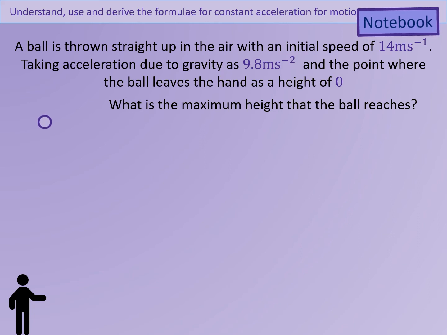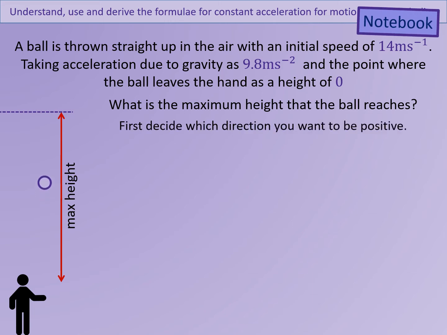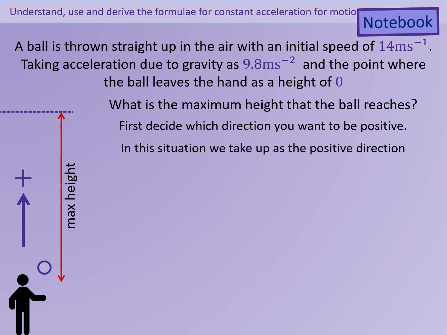We want to know what maximum height that ball reaches before it changes direction and comes back down. So in other words, we are looking for the displacement between where the ball leaves the person's hand and where it reaches the top. First, we're going to decide which direction we want to be positive. In this situation, it makes sense to make the upwards direction positive, as that is the direction that the ball is initially travelling in.